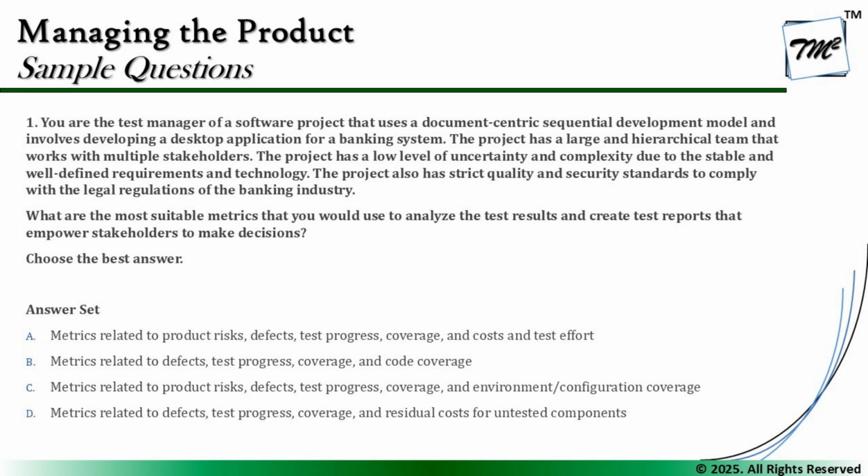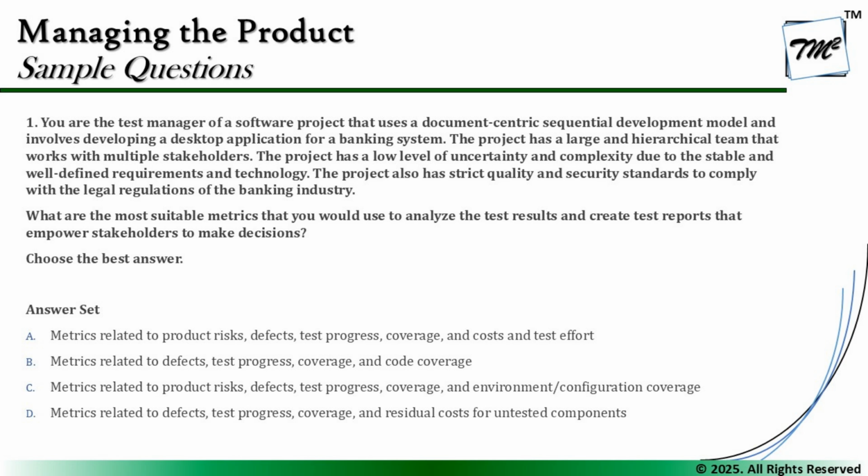The project has a large and hierarchical team, so good, because you're doing a traditional model, for sure you'll have a big team working with multiple stakeholders. Here communication plays an important role, and also collaboration. The project has a low level of uncertainty and complexity, so it's not even complicated, due to the stable and well-defined requirements and technology. So we have good requirements as well. Okay, the project looks perfectly fine so far.